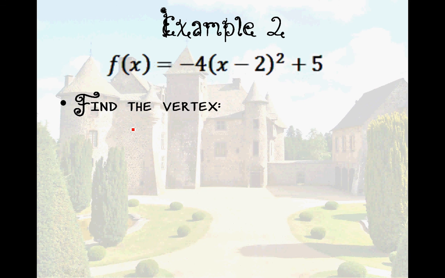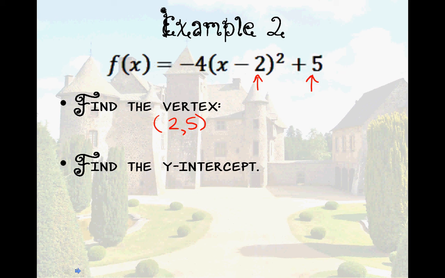Okay, let's do this one. The vertex again. Change this sign, it would be a positive 2. This sign stays the same, and that's 5. For the y-intercept, we just plug in 0 for x. So we have negative 4 times (0 minus 2) squared plus 5. And you end up with negative 4 times 4 is negative 16, plus 5 is negative 11. So there's your answer for the y-intercept.